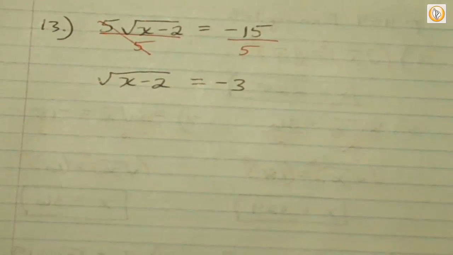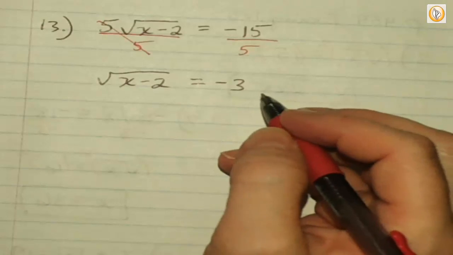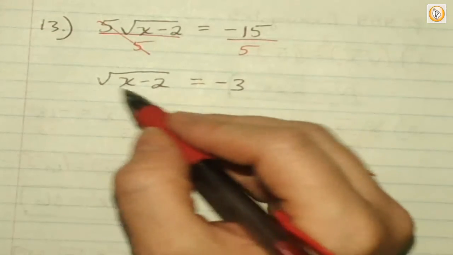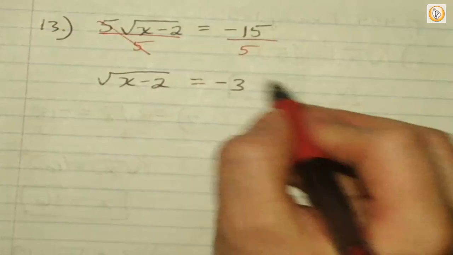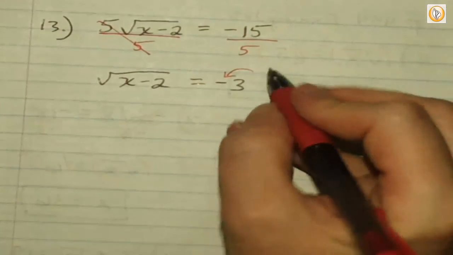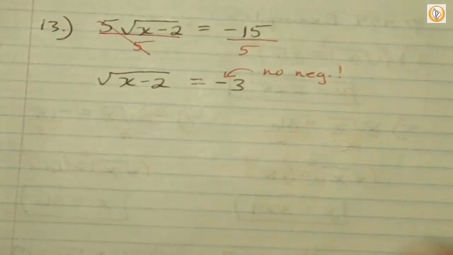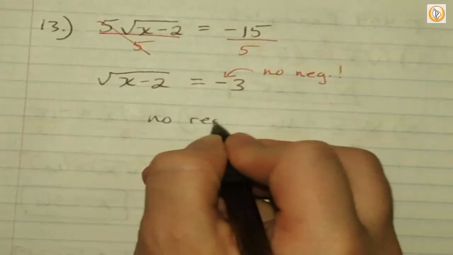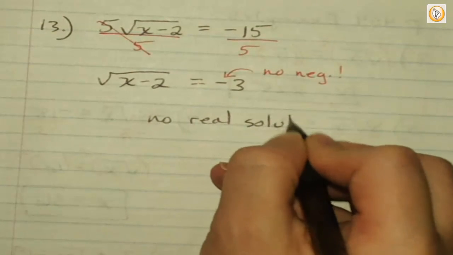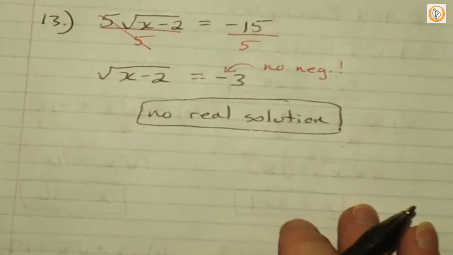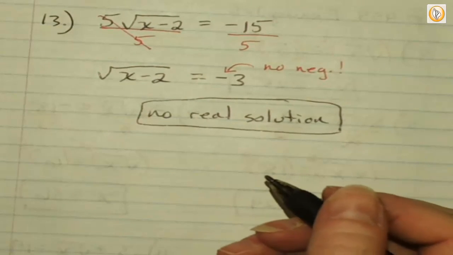So that's not real quick. Why? Because you can't have a negative. Bingo. He's isolated the radical. It's all by itself now, and we have a negative. So the answer is no real solution. Good job. Any questions?